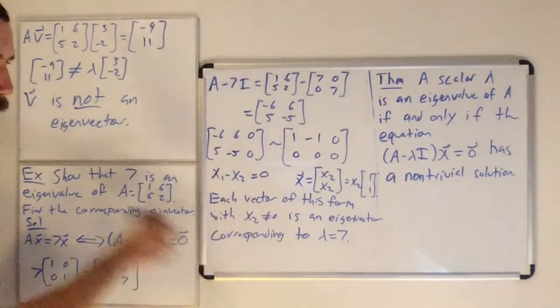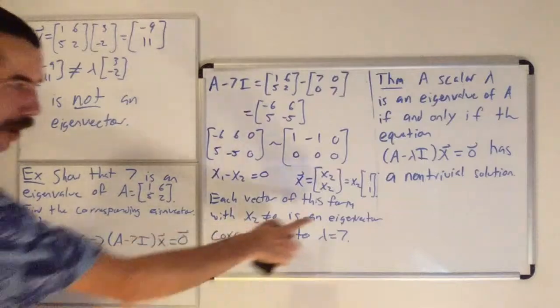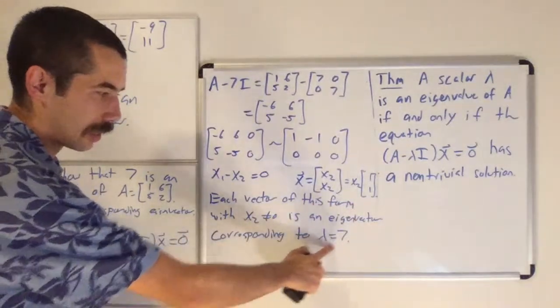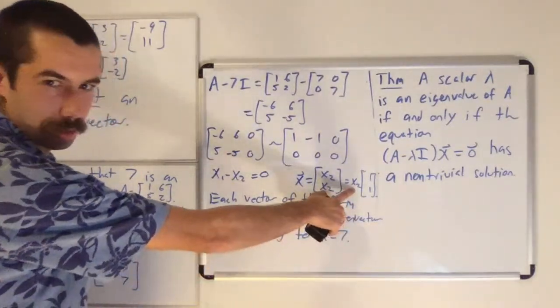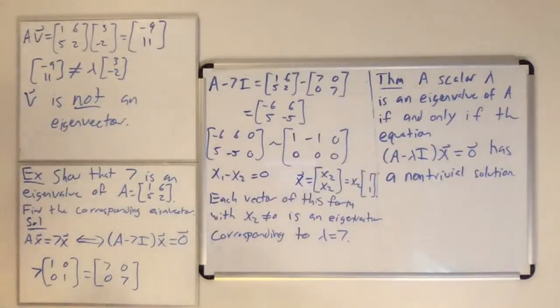Something to note here before we write the definition: there are many eigenvectors for this eigenvalue, but they're all just scalar multiples of each other. Okay, and in general, we're going to see that they're all just linear combinations of each other.